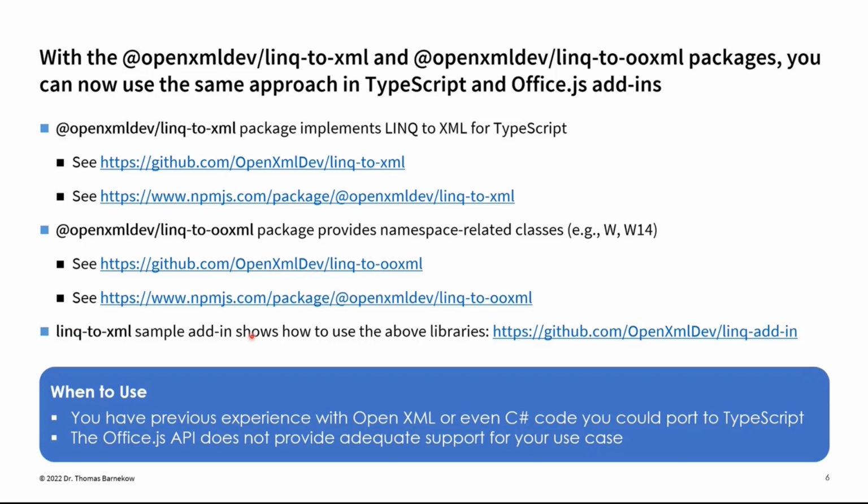And then lastly, the Linq to XML sample add-in that shows how this is used, which I'm going to demo next. To understand when to use this, this is a very good approach for everybody having previous experience with Open XML, and ideally also the C# way of using the Linq to XML package and the namespaces in Open XML. And ideally also if you have experience wherever the Office.js API does not provide adequate support for the use case that you're looking at.